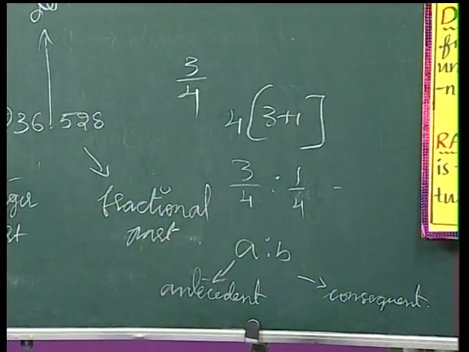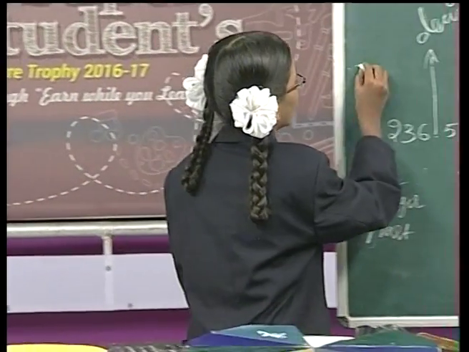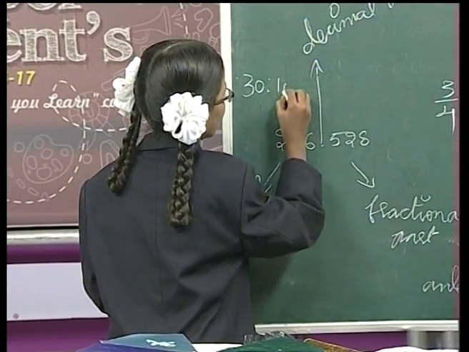Friends, for example, in our class we have a total strength of 40. In 40, 30 members are girls, 10 members are boys. Friends, how to compare this? Yes, 30 is to 10.